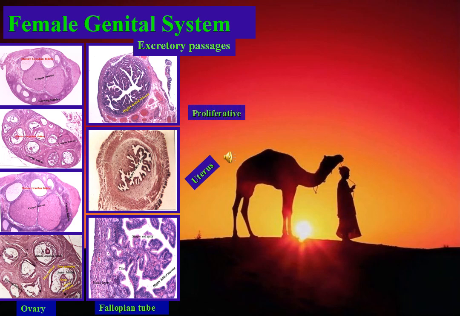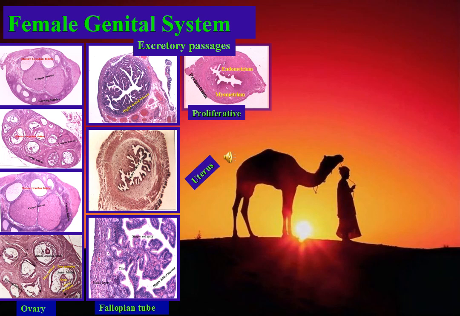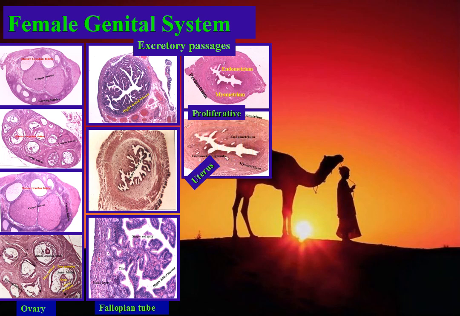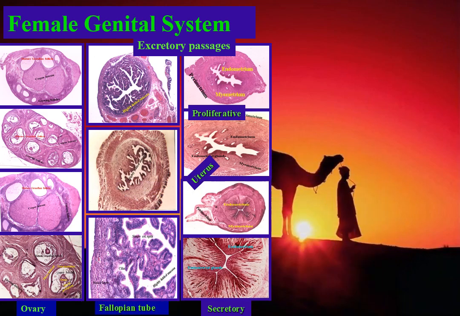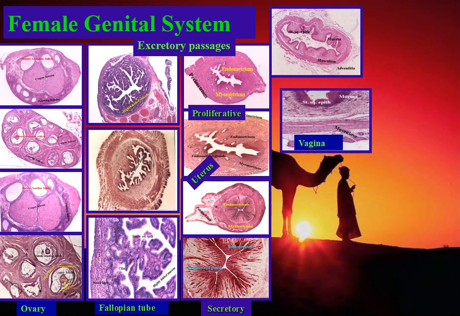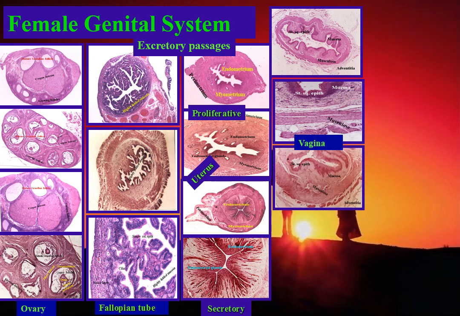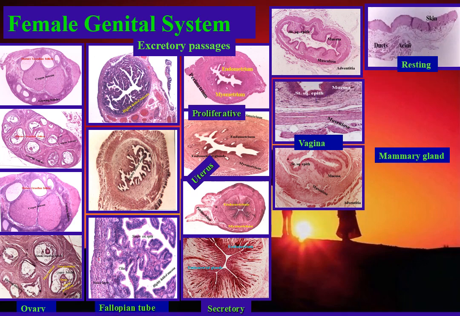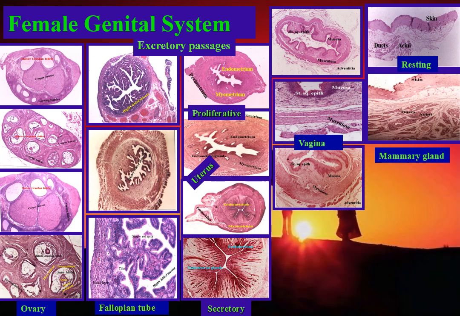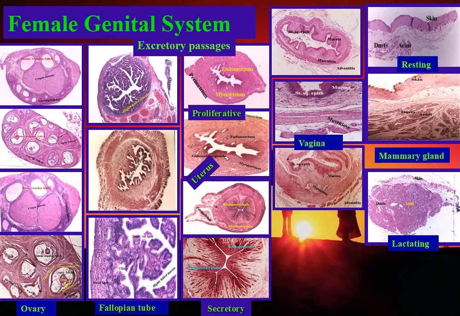Proliferative phase, examined by eyepiece and low power. Secretory phase, examined by eyepiece and low power. Vagina, examined by eyepiece and different low power magnifications. Accessory organs, mammary gland, resting mammary gland, examined by eyepiece and low power. Lactating mammary gland, examined by eyepiece and low power.